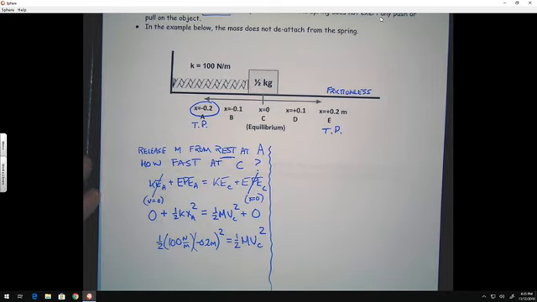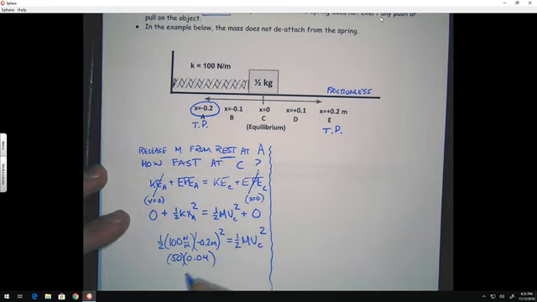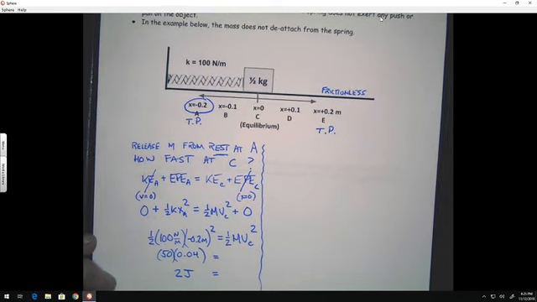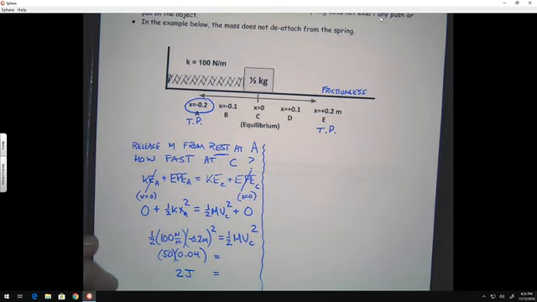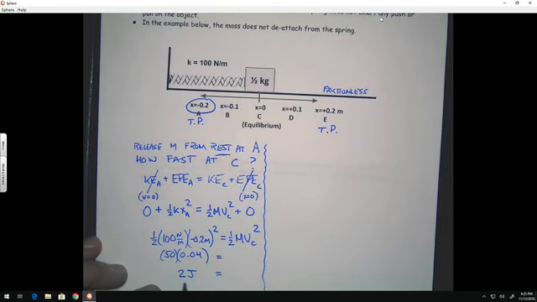At this point, you can do the math on your calculator. 1/2 times 100 is 50, and you'll have what? 50 times 0.2 times 0.2, that's 0.04. That would be equal to 2 joules. So we have 2 joules of potential energy at point A. So energy conservation would say that all those joules have to go into kinetic form then.